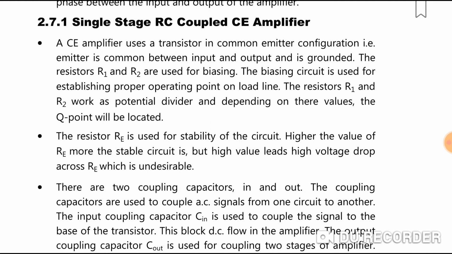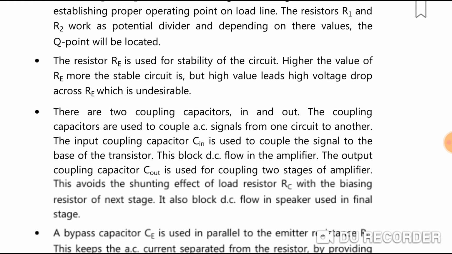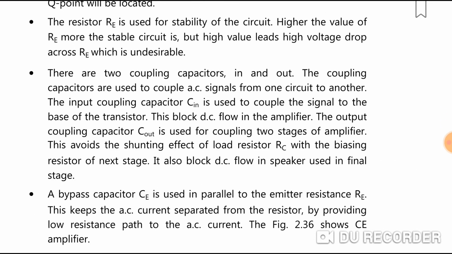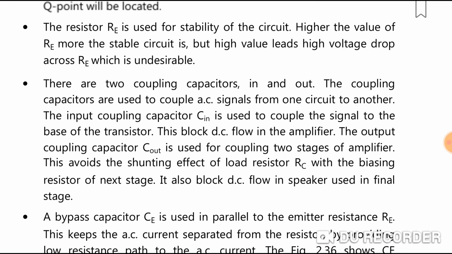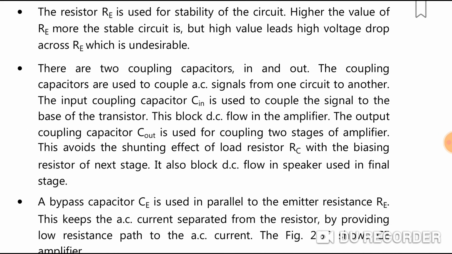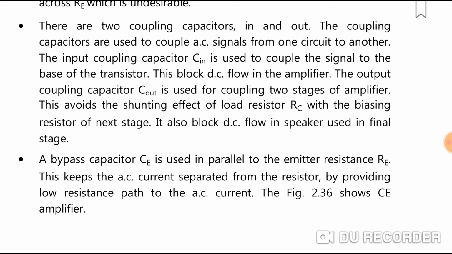The resistors R1 and R2 work as a potential divider, and depending on their values the Q point will be located. The resistor RE is used for stability of the circuit. The higher the value of RE, the more stable the circuit is, but a high value leads to a high voltage drop across RE, which is undesirable. There are two coupling capacitors, in and out.